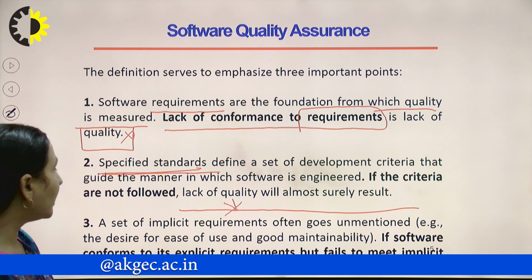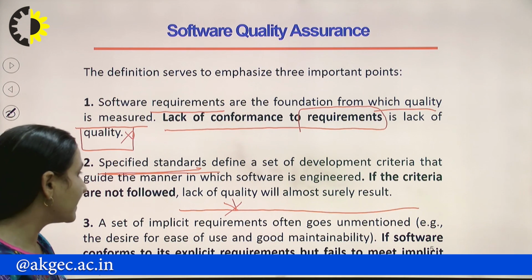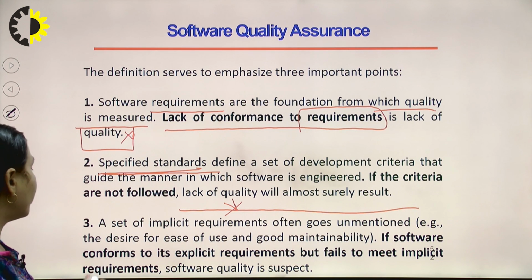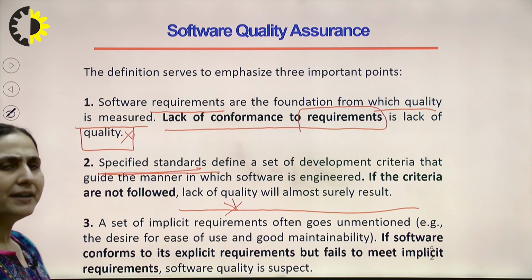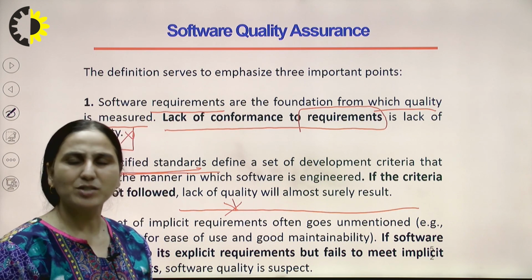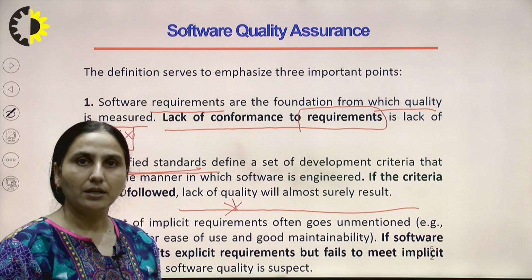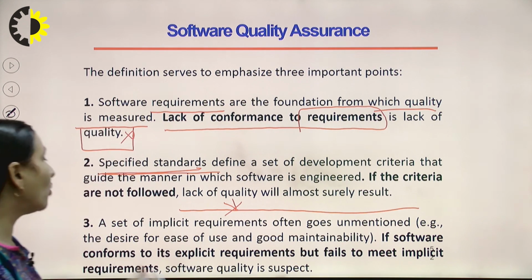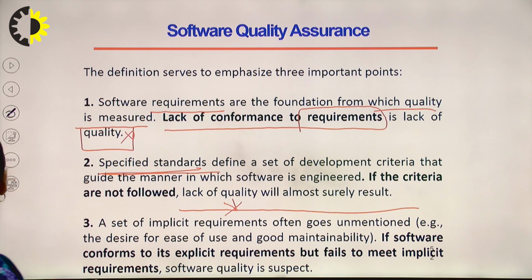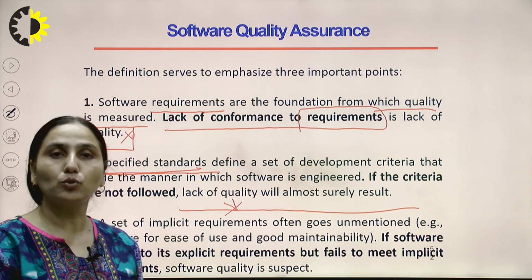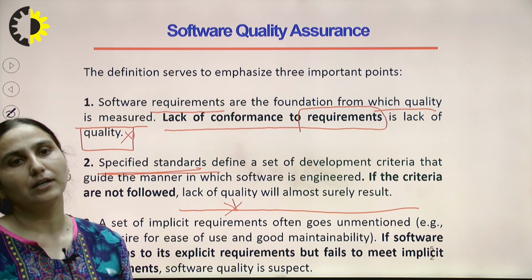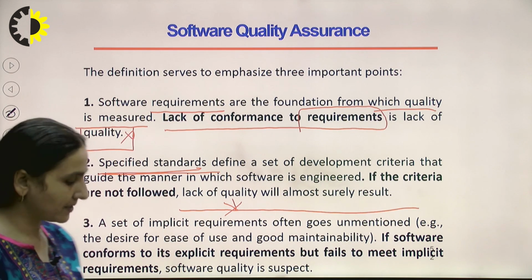Now, third is that a set of implicit requirements often goes unmentioned. Example, the desire for ease of use and how good the maintainability is. If software conforms to its explicit requirements but fails to meet its implicit requirements, software quality is suspect, right? There are different types of implicit requirements which are unmentioned, due to one reason or another. Say, for example, the desire for how easy or how maintainable a particular software is. If we do not cater for these implicit requirements, definitely the quality of the software is suspect.